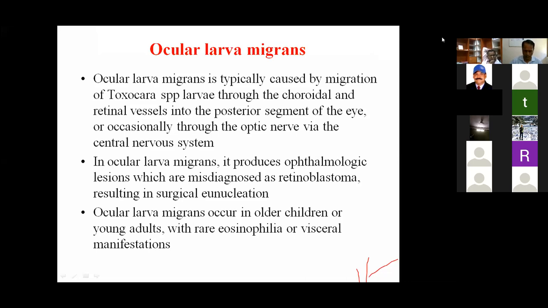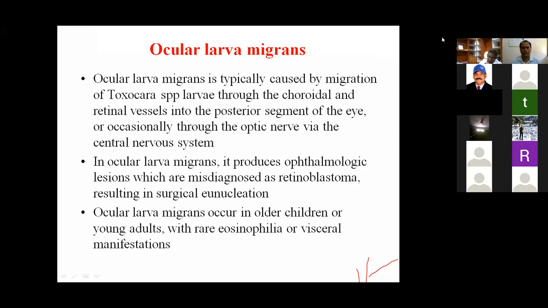Ocular larva migrans is typically caused by migration of this larva. Many times it goes to the eye, not to the other visceral organs. Once it goes to the eyes, we call it ocular larva migrans, and it damages the optic nerve, or it sometimes reaches that place via the central nervous system. It damages the retinal vessels. In ocular larva migrans, the lesions produced are generally misdiagnosed as retinoblastoma, resulting in surgical enucleation. So the eye is lost in that case. So it has to be differentially diagnosed from toxoplasma, from retinoblastoma, and from other infections of the eyes.